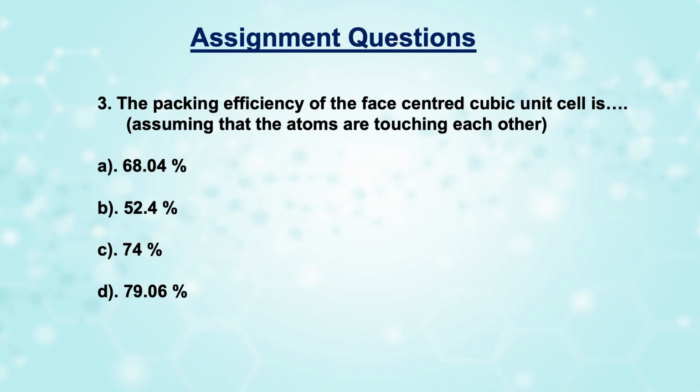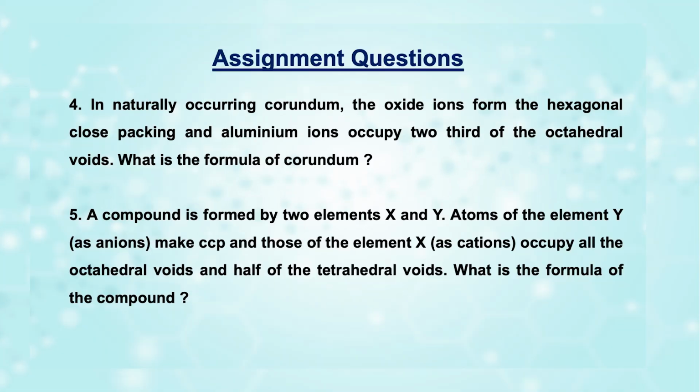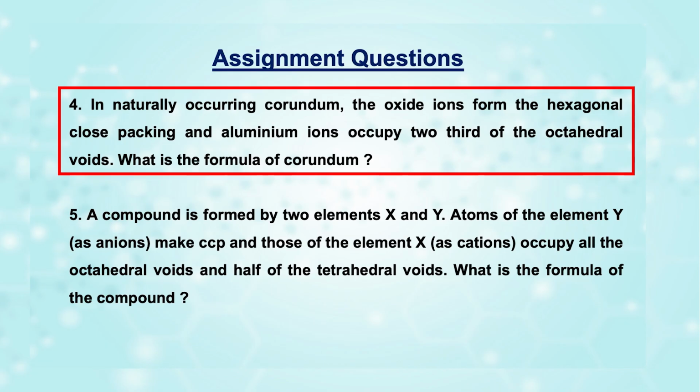Question number 3, the packing efficiency of the face centered cubic unit cell is, assuming that the atoms are touching each other, option A 68.04%, option B 52.4%, option C 74% and option D 79.06%. Fourth question, in naturally occurring corundum, the oxide ions form the hexagonal close packing and aluminum ions occupy 2/3 of the octahedral voids. What is the formula of corundum?